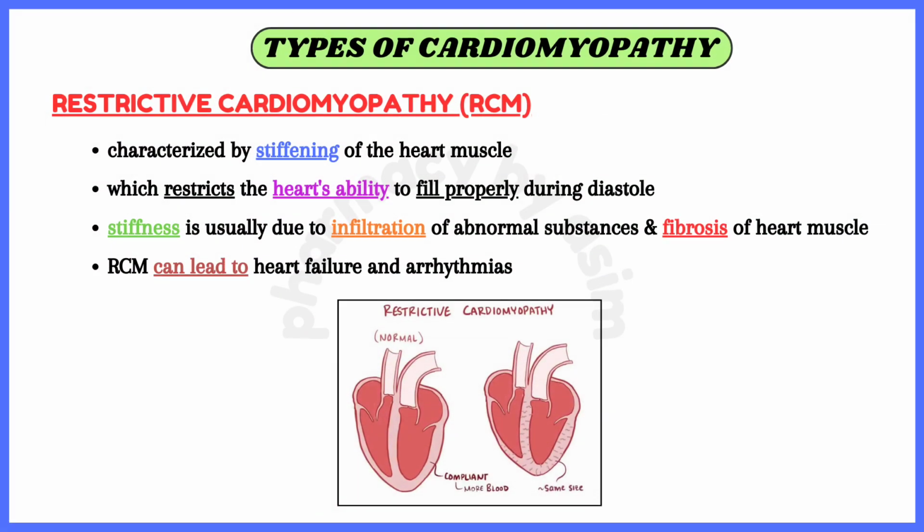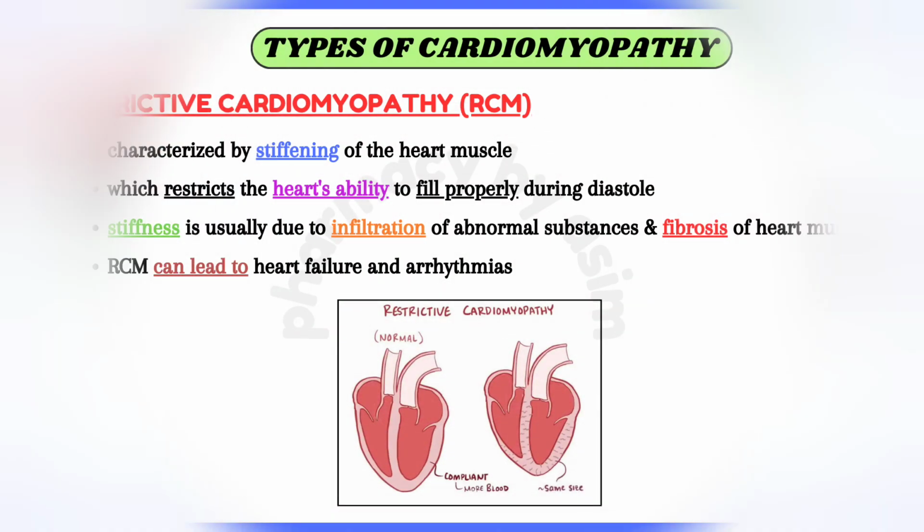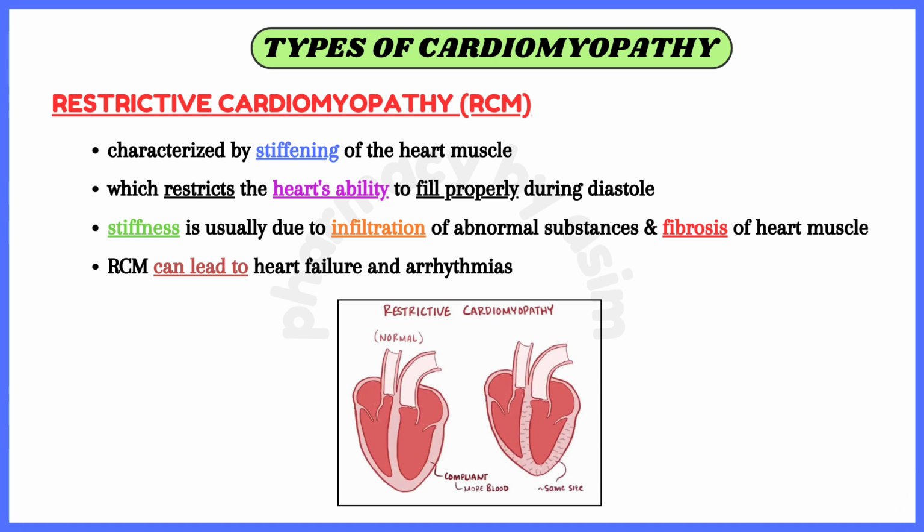Number three is restrictive cardiomyopathy or RCM. Restrictive cardiomyopathy is characterized by stiffening of the heart muscle, which restricts the heart's ability to fill properly during diastole. Diastole is the relaxation phase of the cardiac cycle. This stiffness is usually due to infiltration of abnormal substances, for example amyloidosis, sarcoidosis, scarring, or fibrosis of the heart muscle. Restrictive cardiomyopathy can lead to heart failure and arrhythmias.